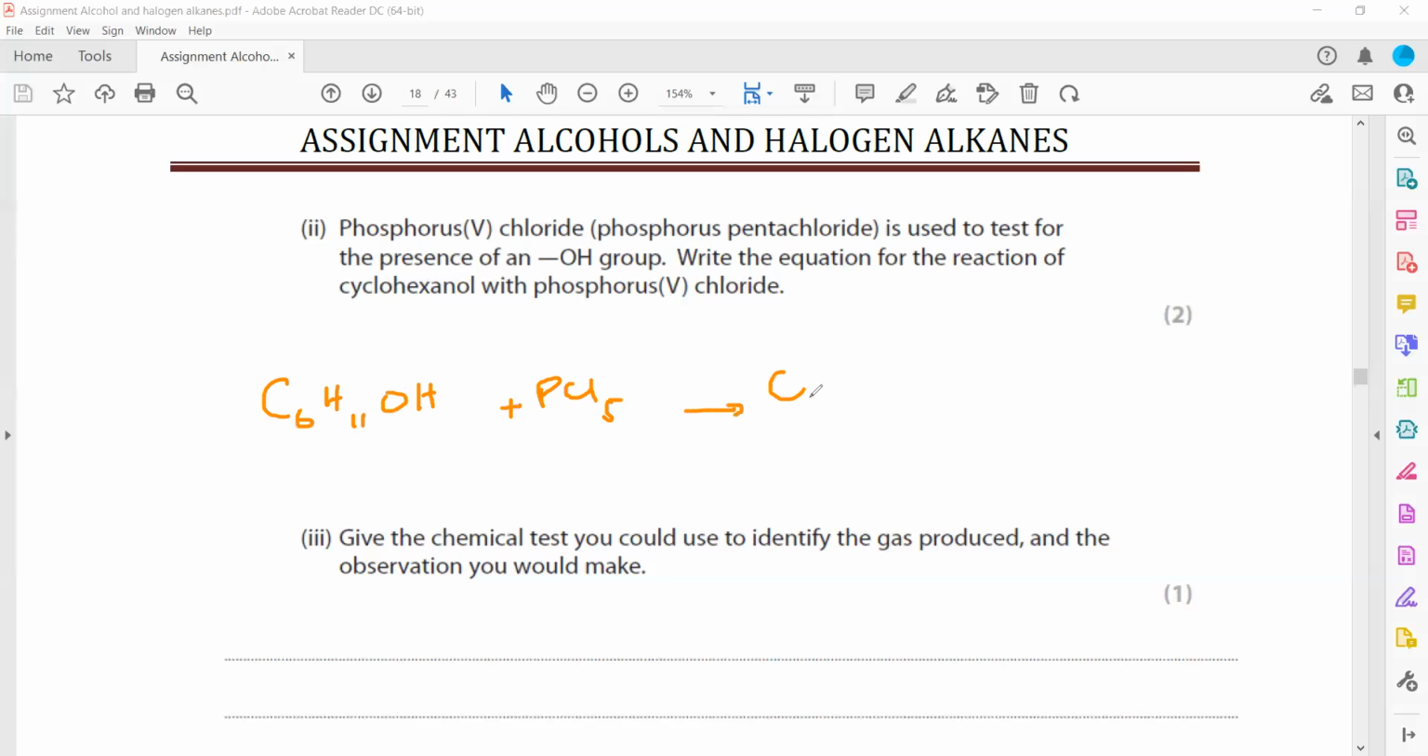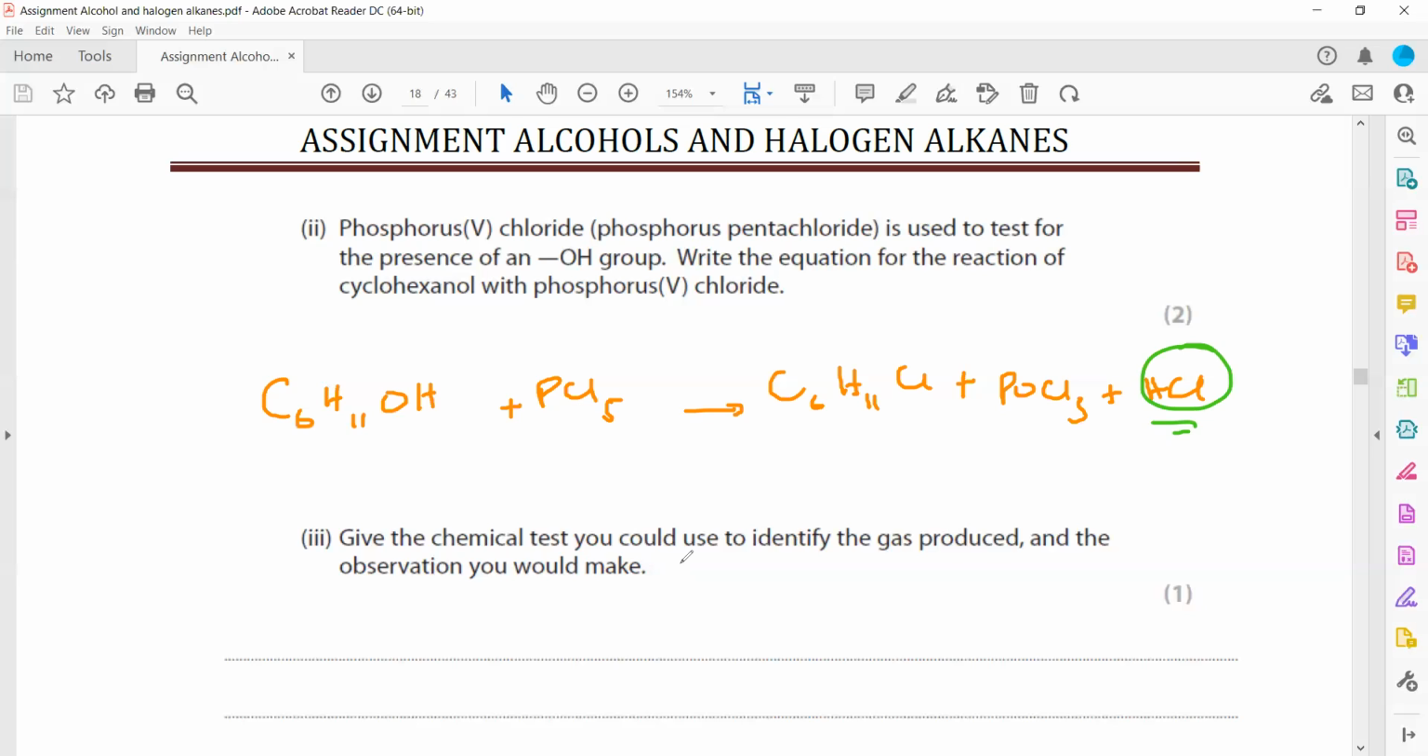So it will give a halogenoalkane plus POCl3. It will produce C6H11Cl plus POCl3 plus HCl. If they ask what the observation is, because hydrogen halide is there, we will observe misty fumes. These misty fumes will turn into dense white smoke if exposed to ammonia, because ammonia reacts with hydrogen halide to give ammonium halide, which is dense white smoke.